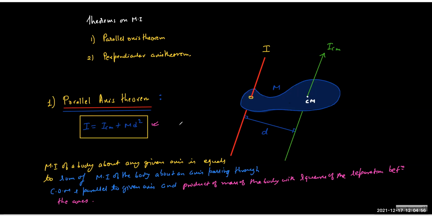Before you apply the formula, try to realize what I'm trying to explain through it. Do it mentally: to find the answer about a given axis, first I will draw a line parallel to the given axis, and then add the extra term MD square, which is the product of the mass of the body and the square of the separation between them. Once you do this, your job is pretty much done. If you are intending to see the proof, I can give it, but let me discourage you. I'll send the proof as a screenshot. You can read it if you want, or else leave this part.